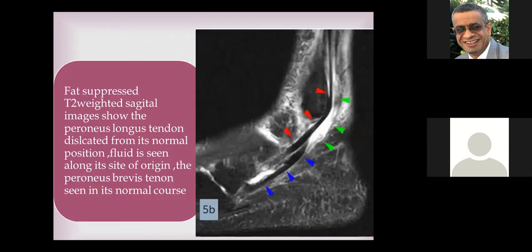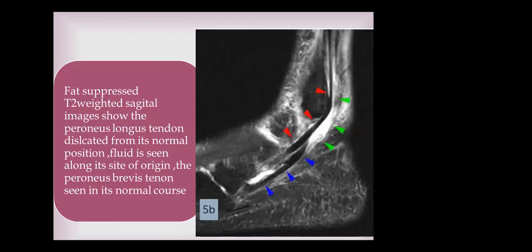In this picture, this is a trauma to the peroneus longus, where this fluid is seen along its site of origin and the tendon is seen dislocated from its normal site, while the peroneus brevis tendon is in normal position.